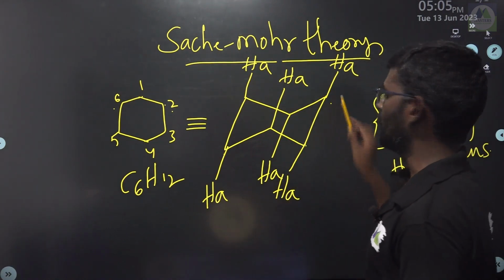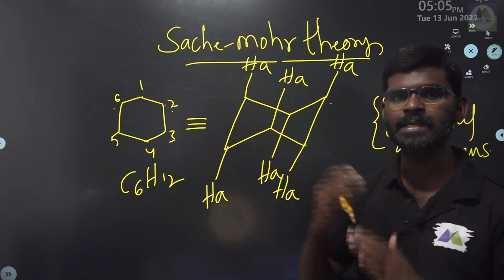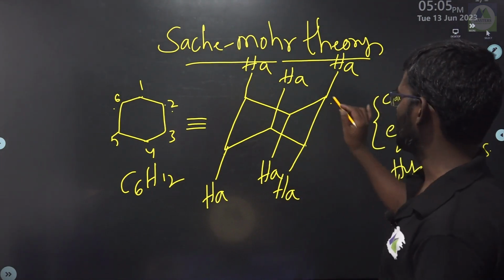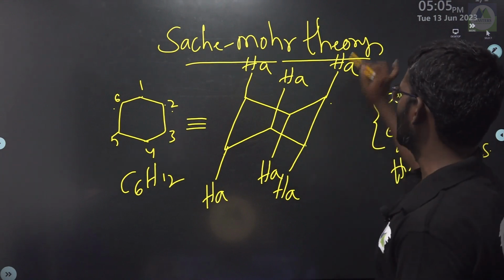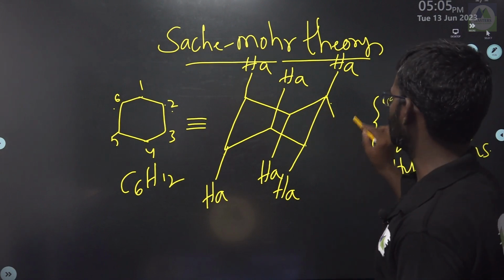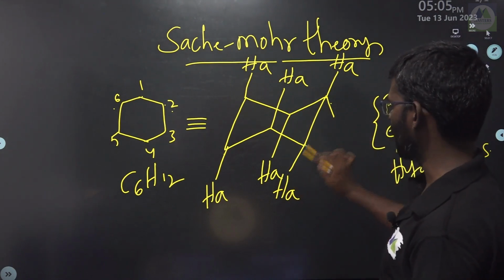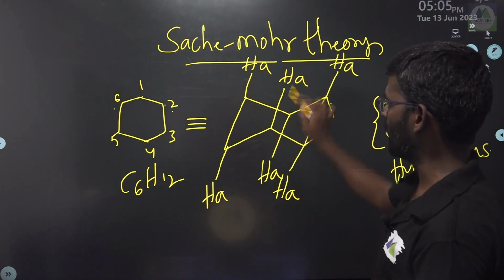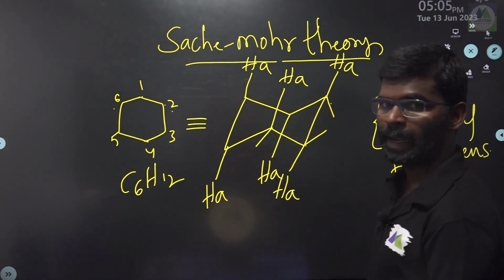Then coming to the equatorial. If one is upside, automatically another one is downside. So in the first position, here this is upside and automatically another one is downside. Coming to second position, already downside, so we can draw it upside. Coming to third one, already upside, so we can draw a line downside.